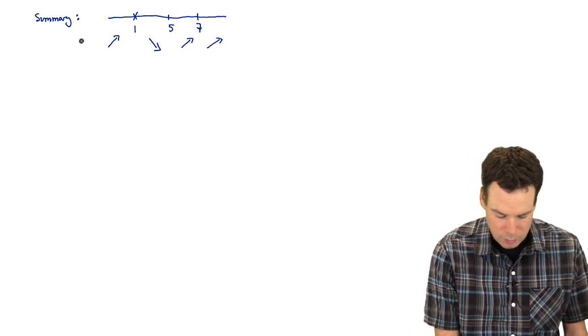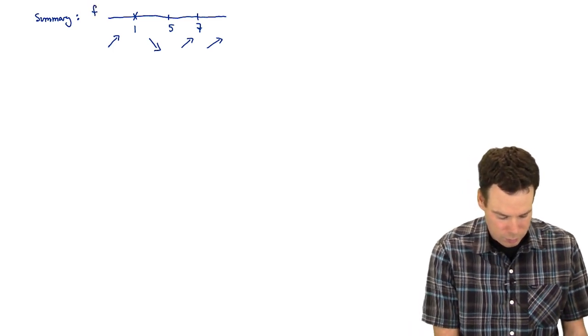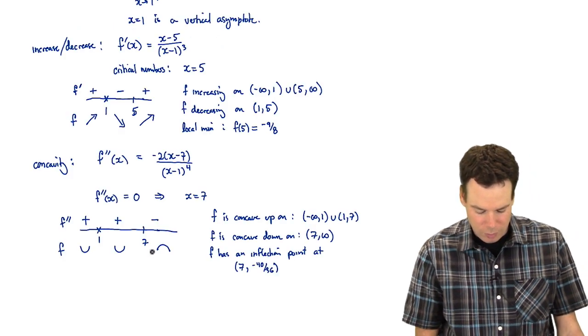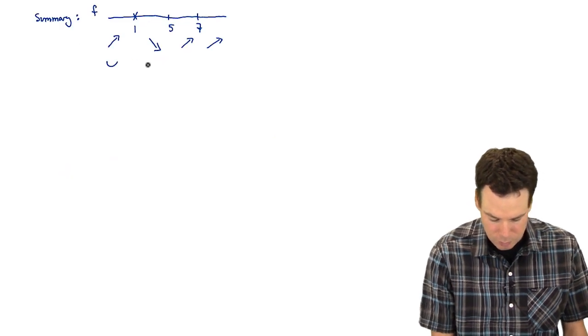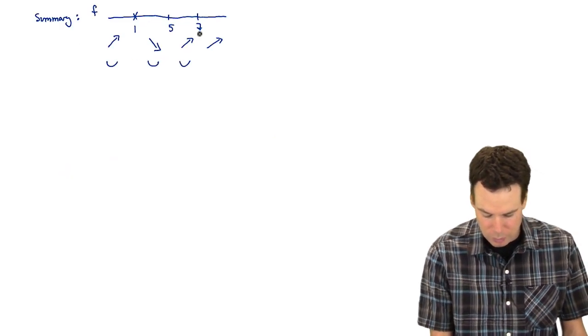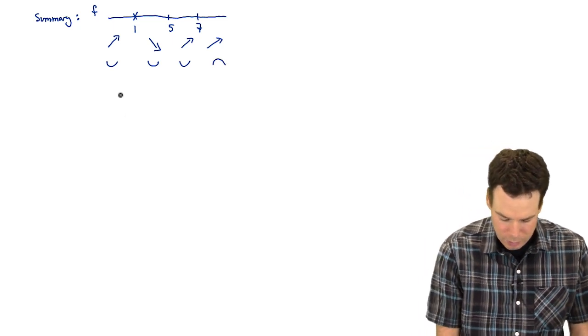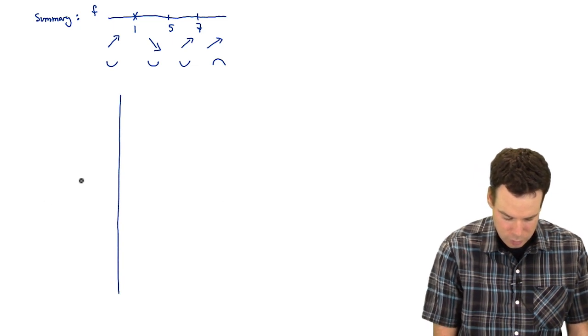So this is all stuff to do with f. Okay, I'm just translating what we found about f. What else do we know about f? Well, I know it's concave up, and it's not until after 7 that it switches to concave down. So it's concave up, concave up, concave up, and then after 7 it switches to concave down. So let's go ahead and put all of that into our sketch.